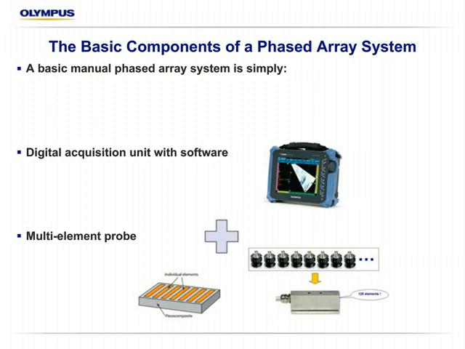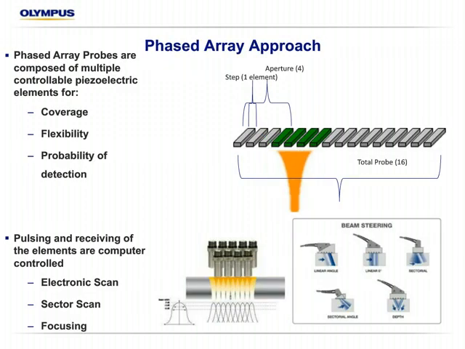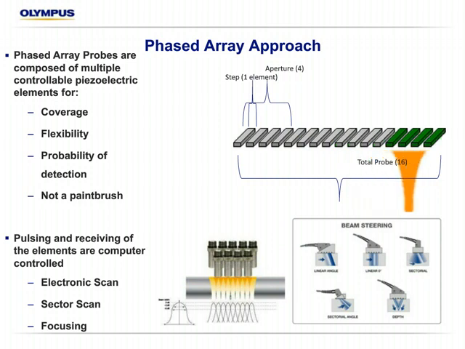So in this case, in corrosion mapping, since it's at 0 degrees, typically we use what we call linear scans or E-scans. So if we have a multi-element probe here, in this example 16, we actually program that probe to fire multiple 0-degree beams in order to cover a larger area than a single beam. Now the important thing to know, depending on your knowledge of ultrasonics, it's not a paintbrush approach.